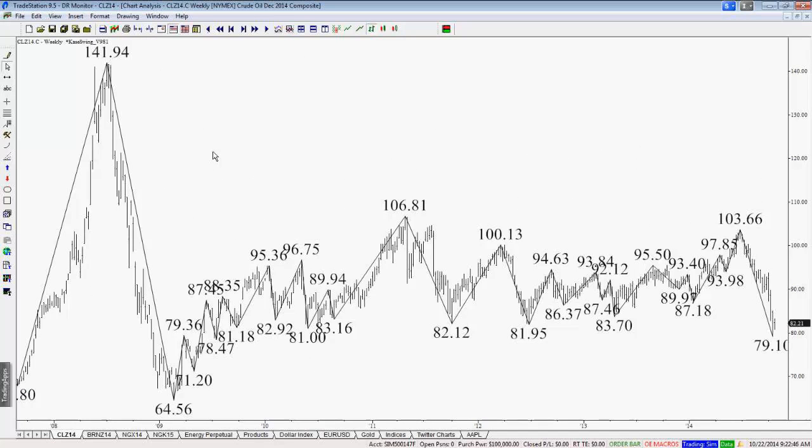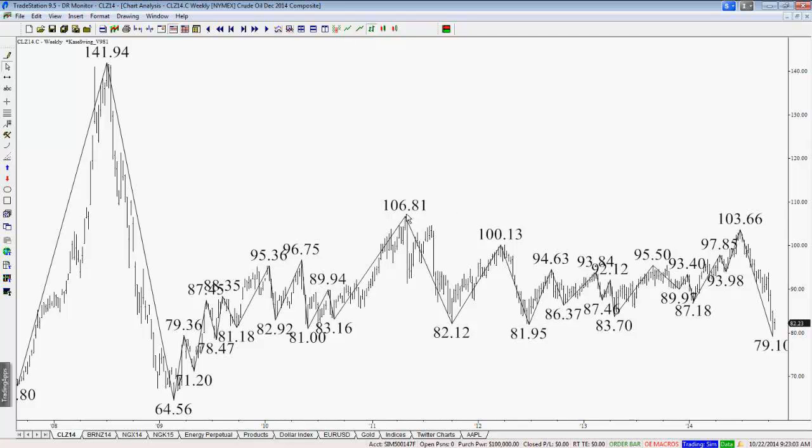We'll do that next week. But if we look at waves, and we're picking waves on this chart, I would pick all the way from the 141.94 down to the 64.56, back up to the 106.81. I can pick 106.81 down to the lowest swing low.